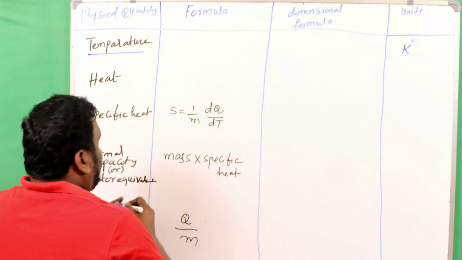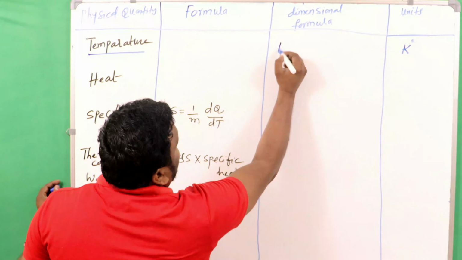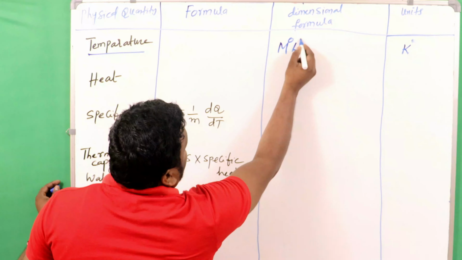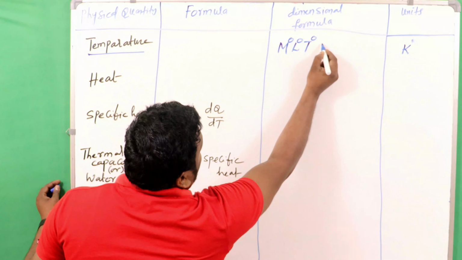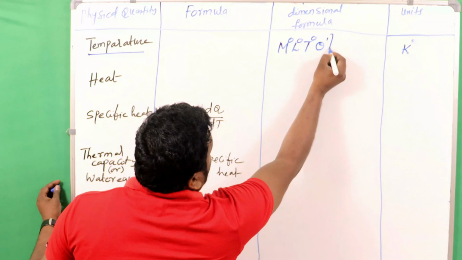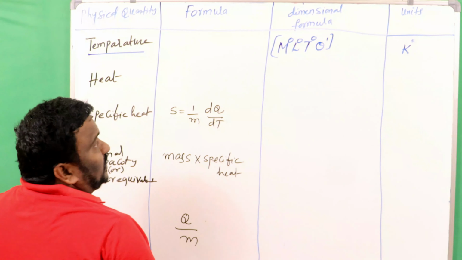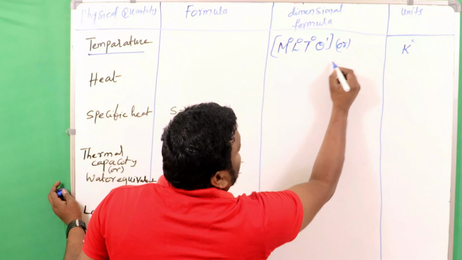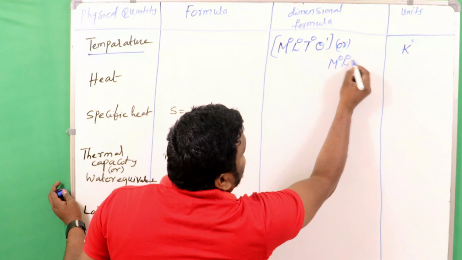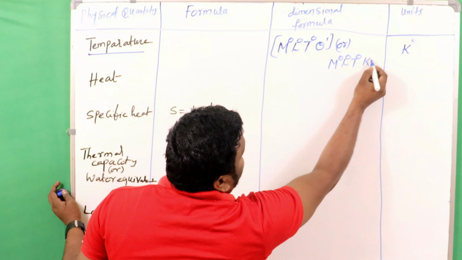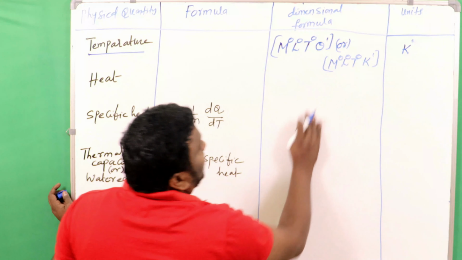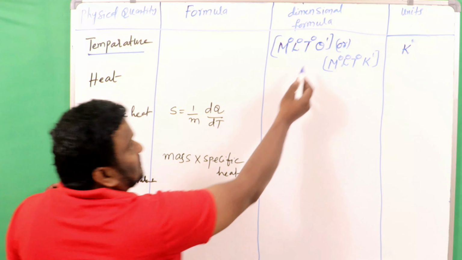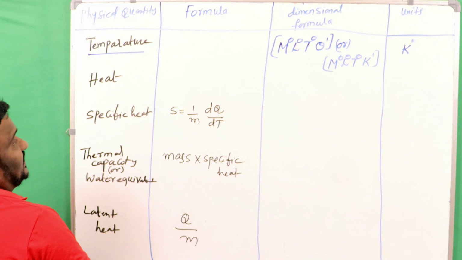And the dimension formula is M to the power of 0, L to the power of 0, T to the power of 0 and theta to the power of 1. It can be shown like theta to the power of 1, or M to the power of 0, L to the power of 0, T to the power of 0 and K to the power of 1. It is also mentioned like that. Better to use theta.